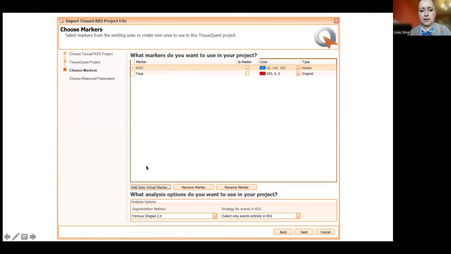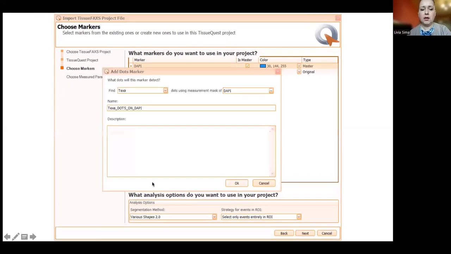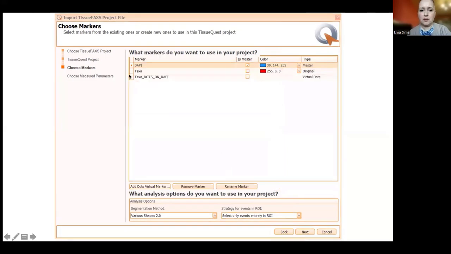For adding the dots analysis, you have to click on Add Dots Virtual Marker, and then here you have the option to choose a Texas Dots on DAPI new virtual marker in order to be able to quantify the dots and to segment them on the surface of the nucleus. And now you can see that this virtual channel is added to the list of markers that are quantified. By default, you have to choose the various shapes as segmentation method and select only events entirely in ROI to proceed with the analysis.